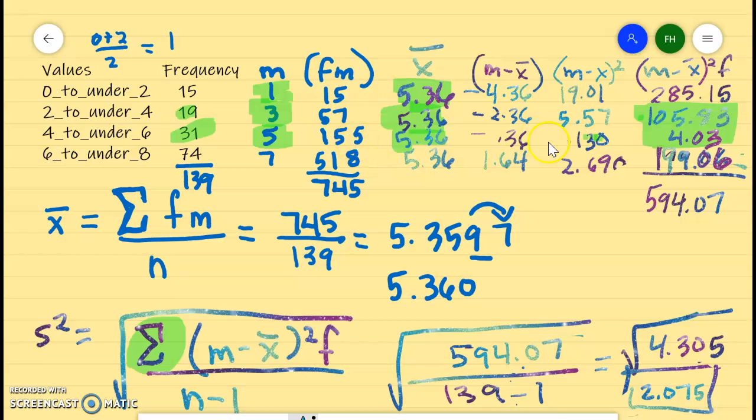Yes, it is a lot of work, but if you set up your columns like I did each time and really make sure you're multiplying by the frequency, because there's so many numbers up here, you have to be careful and make sure you're multiplying by the frequency and not accidentally right here or the midpoint.